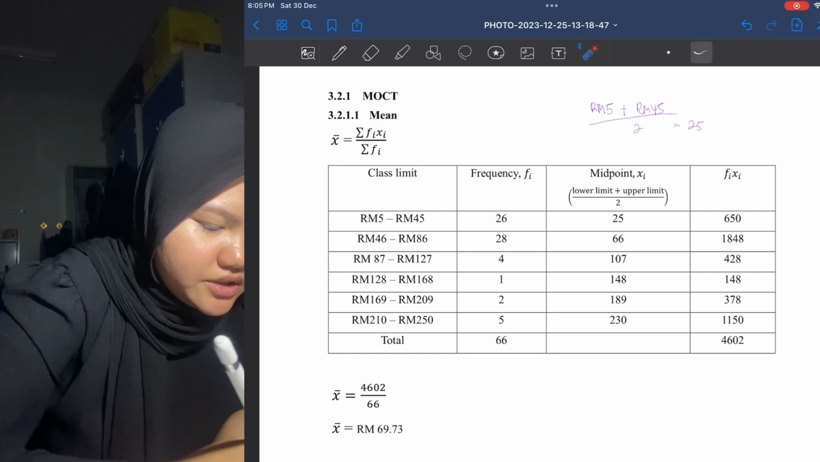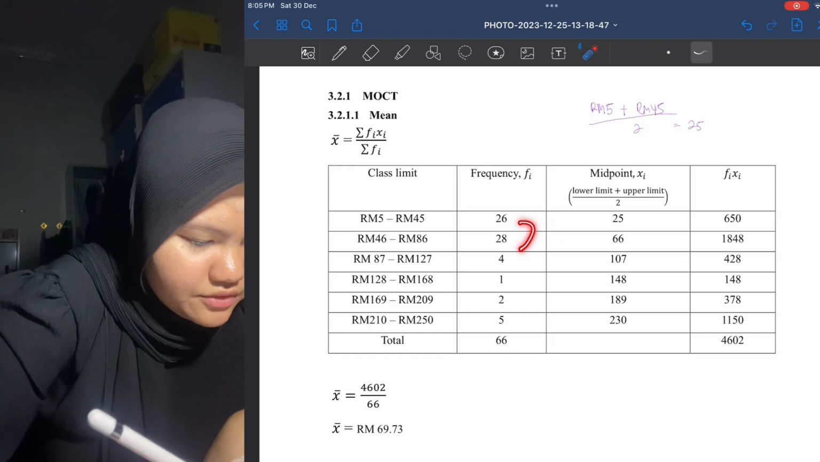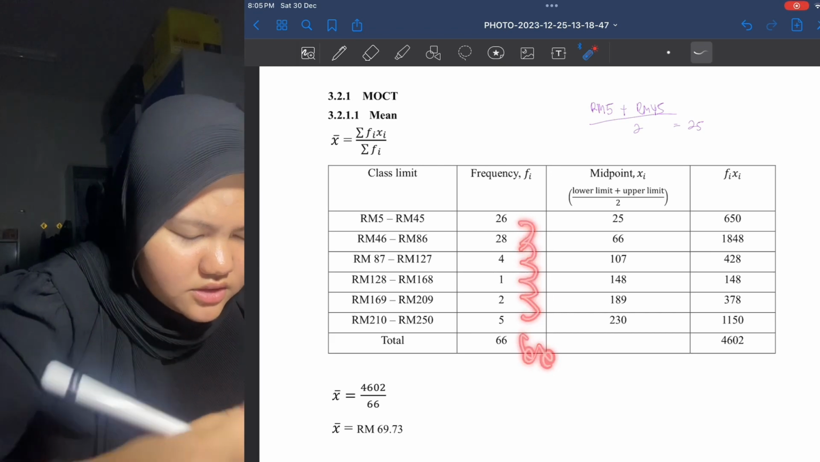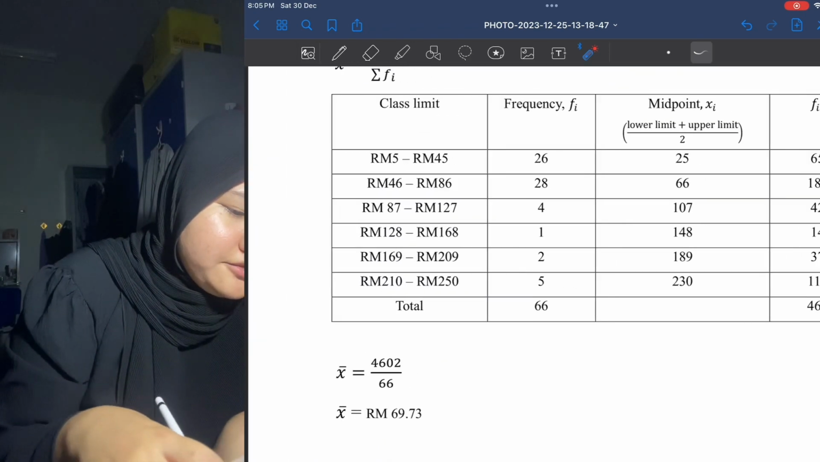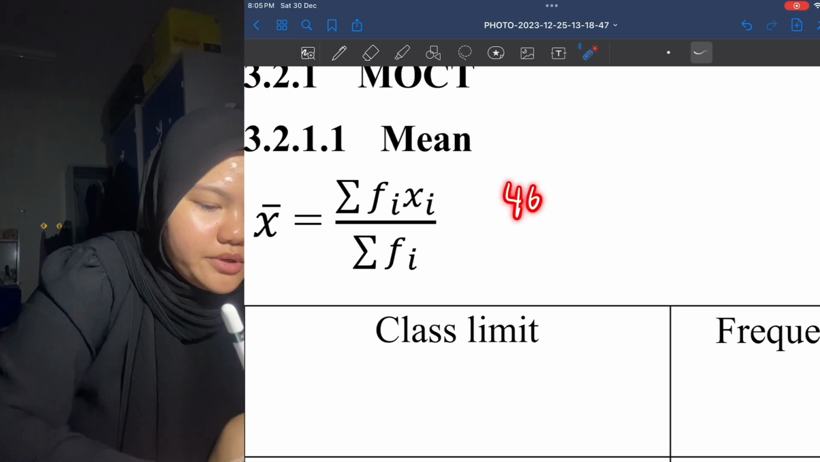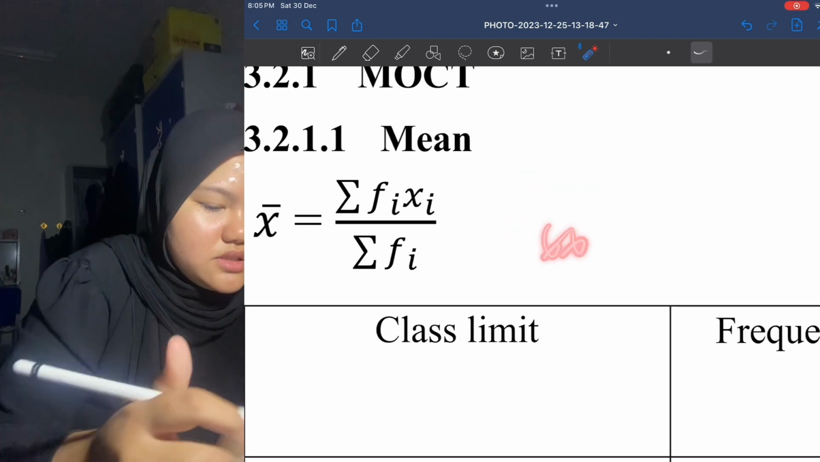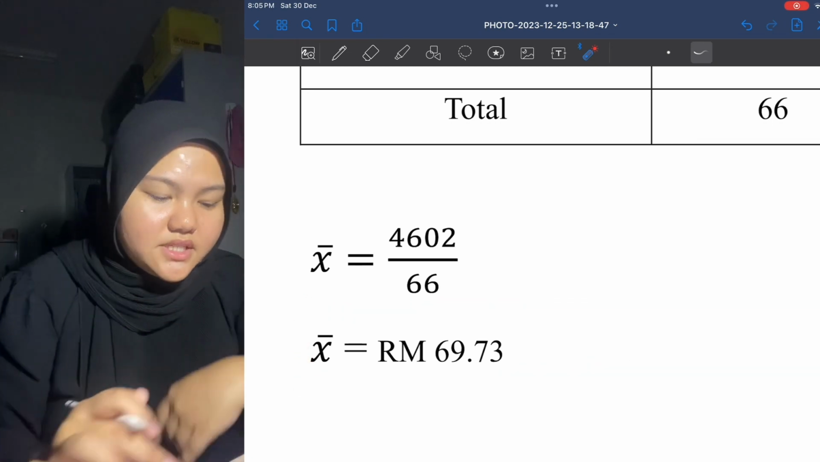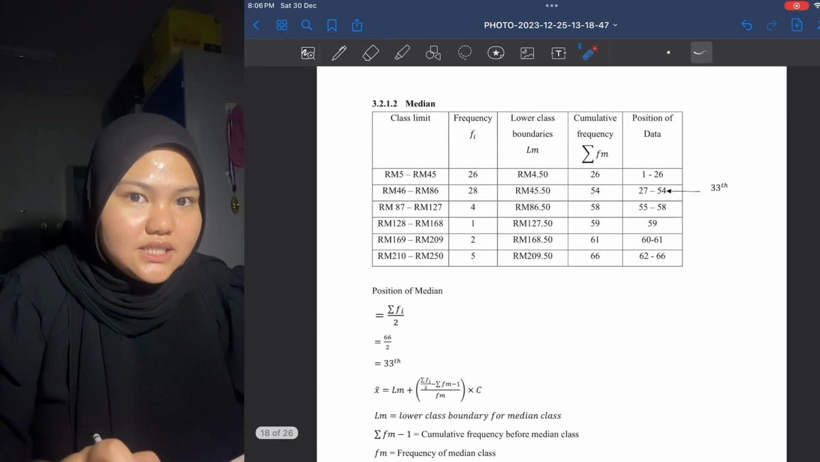Then we have already found the value of this, and then what is the value of this? The value of this is the total frequency, which we already know, 66. Just add the values 26, add with 28, add 4, and then we'll get 66. Just substitute into the formula. Total frequency multiplied by midpoint, we already know we get 4602 divided by 66. Then you will get the value of the mean, which is RM 69.73. Okay, now let's continue with the median.